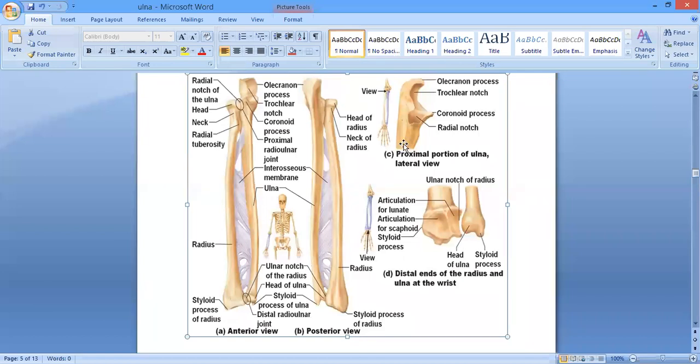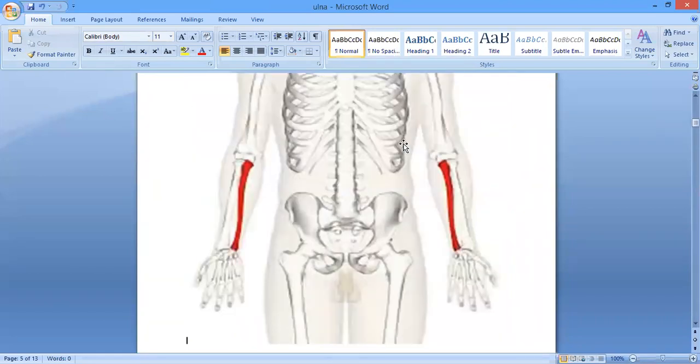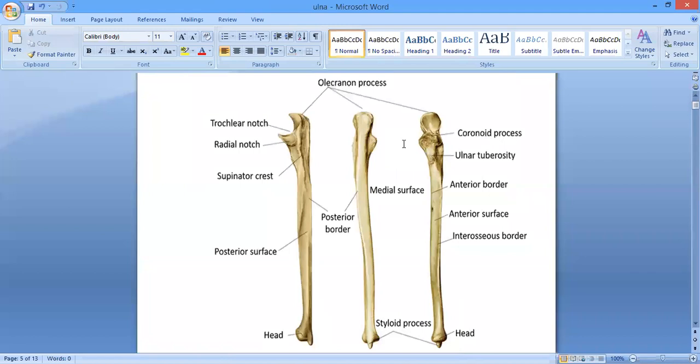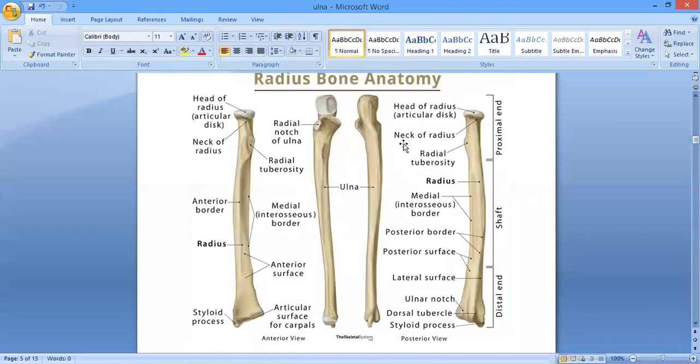Now we'll talk about the articular surfaces, that is the trochlear notch and the radial notch. The trochlear notch, I told you, is going to form an articular surface that articulates with the trochlea of the humerus. We have studied this before, right? This trochlear notch forms the articular surface that articulates with the trochlea of the humerus to form the elbow joint, right?